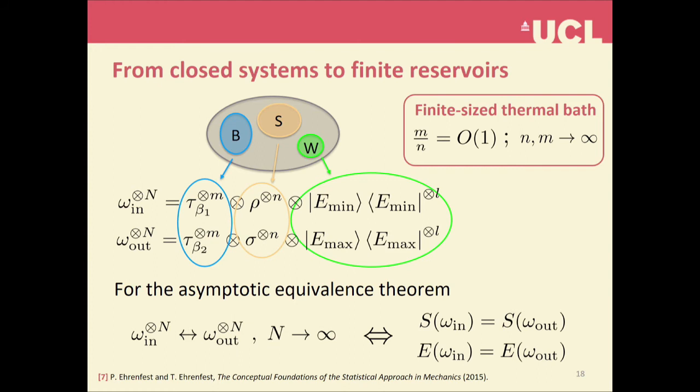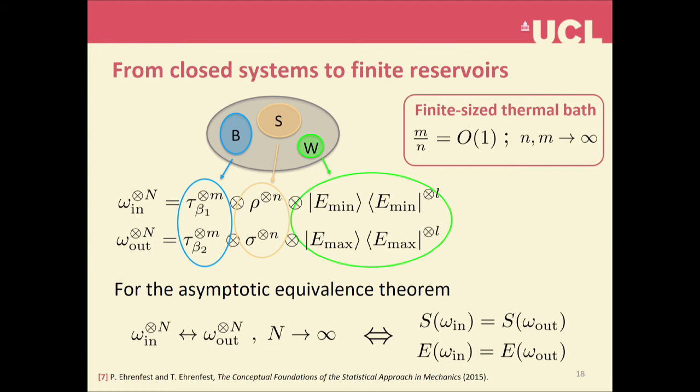The state of the main system will be given by n copies of rho, and the state of a battery will be given by its ground state. I then want to map the n copies of rho into n copies of sigma. While doing that, I also change the temperature of my reservoir, and somehow I store work inside my battery.